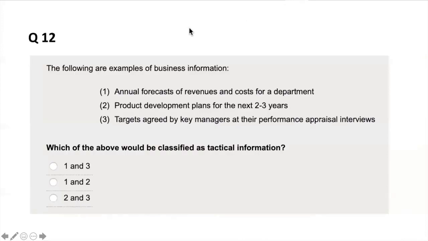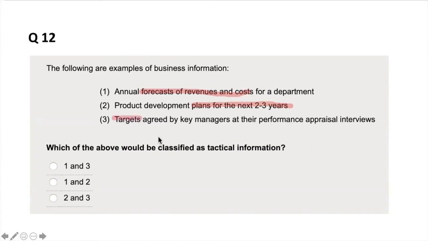So let's move into question number 12. Let's read it. The following are examples of business information. 1. Annual forecasts of revenues and costs. That's forecasts of revenues and costs for a department. 2. Product development plans for the next 2 to 3 years. And 3, targets agreed by key managers at their performance appraisal reviews, or targets.